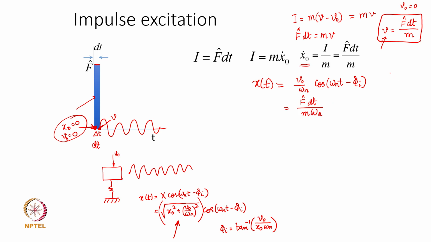What is phi I? Make a note here that it is dependent on v naught and x naught. We have assumed x naught to be 0, which gives us the value of phi I to be 90 degrees, which of course makes this expression change to sin omega n t, phi I being 90 degrees or pi by 2. So the response of the system after the impulse ends is given by this expression.